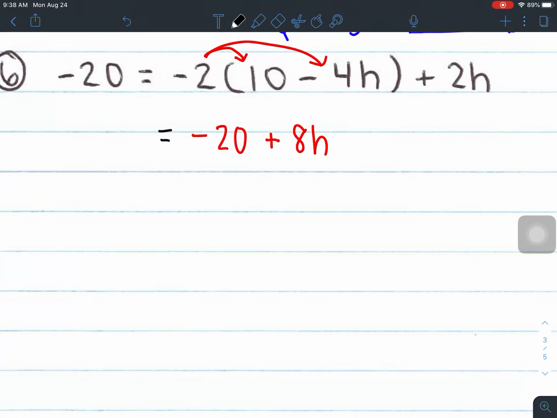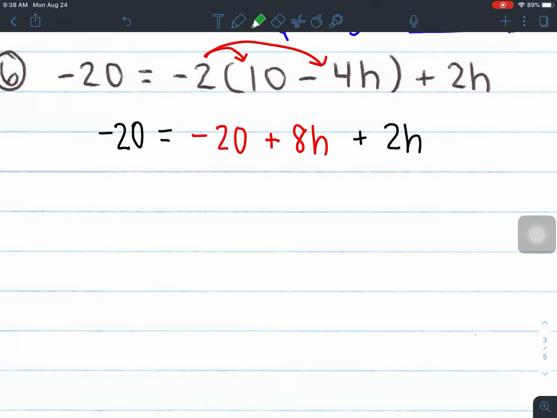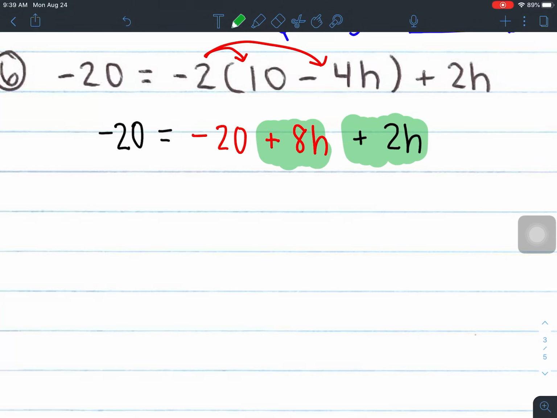I'm going to go ahead and bring down everything else that I did not mess with yet. The next thing I'm going to do is combine any like terms if there are any. If they're not, then we're good. But if there are, then we're going to go ahead and combine like terms. 8h and 2h are like terms. 8h plus 2h makes us positive 10h.